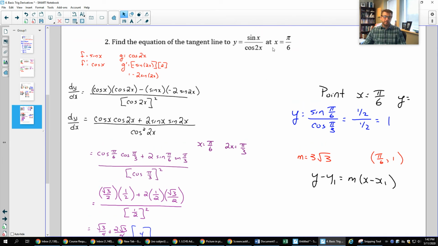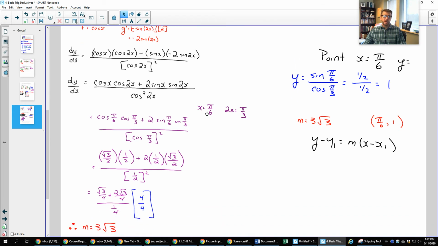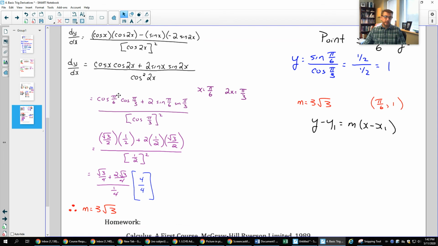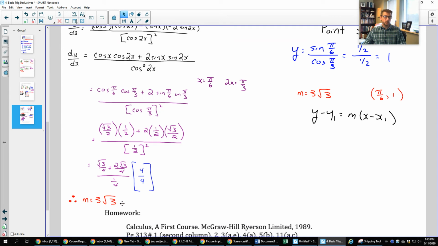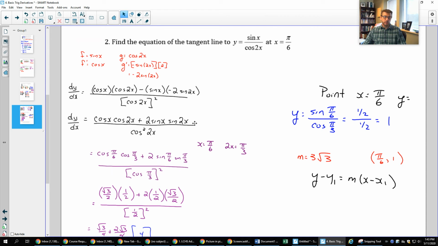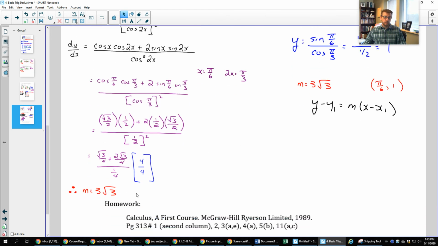What's happening at pi over 6? What's the equation of the tangent line at x equals pi over 6? So you put pi over 6 in for all your x's. If it says cos 2x, 2x then is 2 pi over 6, which is pi over 3. So we can find the slope anywhere on the curve if we know the x value. Then plug it in and simplify. I get a whole bunch of complicated fractions. I've got the 4's in the bottom, I multiply by 4, and it simplifies to my slope is 3 root 3. So the first half of this question is just about a derivative and finding the slope.